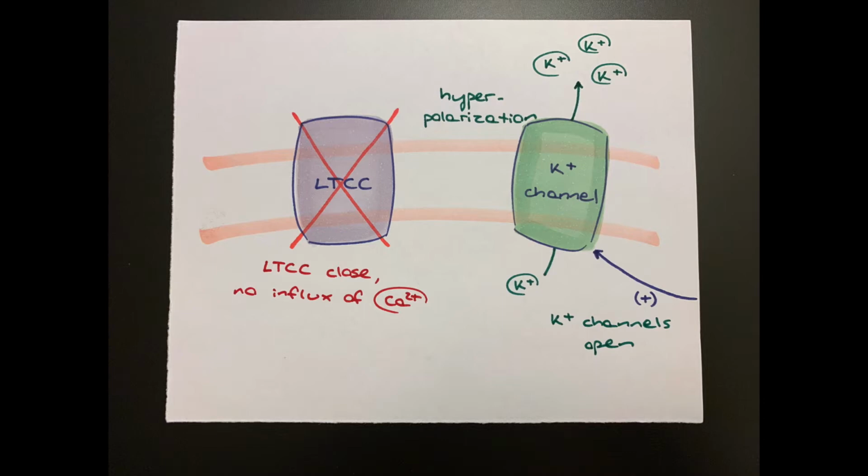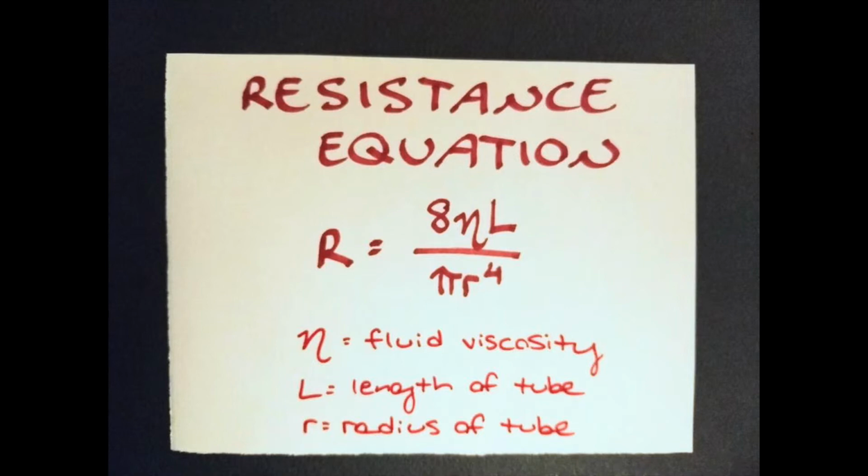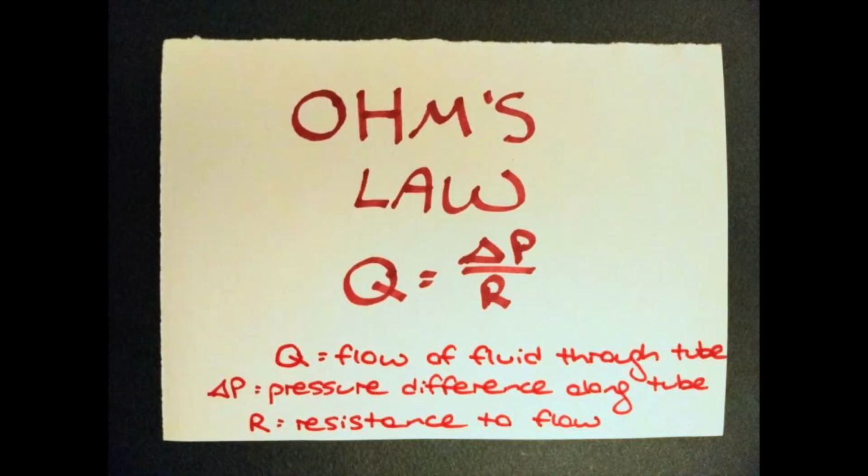This closure prevents calcium from entering the cell and binding to calmodulin, which then decreases the amount of MLCK that can phosphorylate myosin and cause contraction of smooth muscle around the arterioles. Blood vessels relax and dilate. According to the resistance equation, the increase in radius decreases resistance. A decrease in resistance causes increased flow according to Ohm's law.